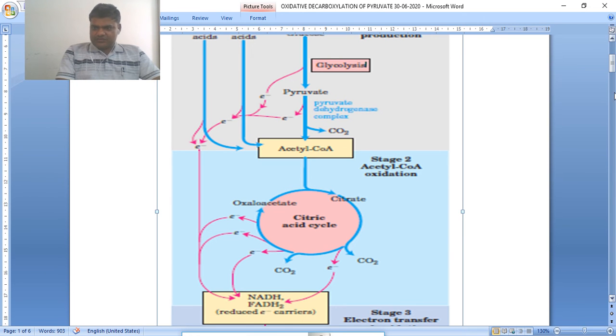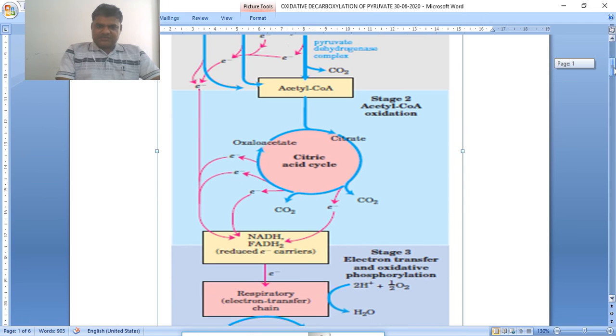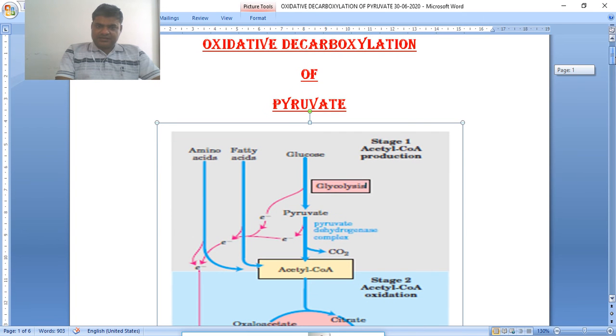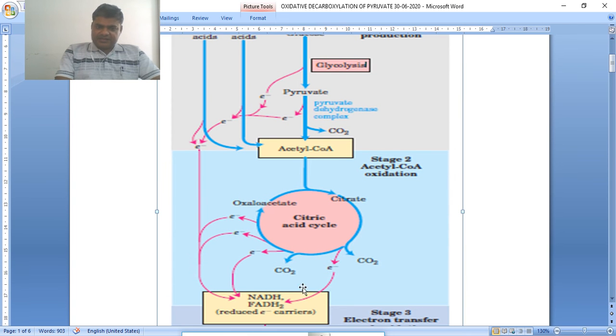Those go through the respiratory electron transport chain and produce energy. Here we will discuss the pyruvate and acetyl coenzyme A. Acetyl coenzyme A converts in carbon dioxide and other FADH2, NADH2.